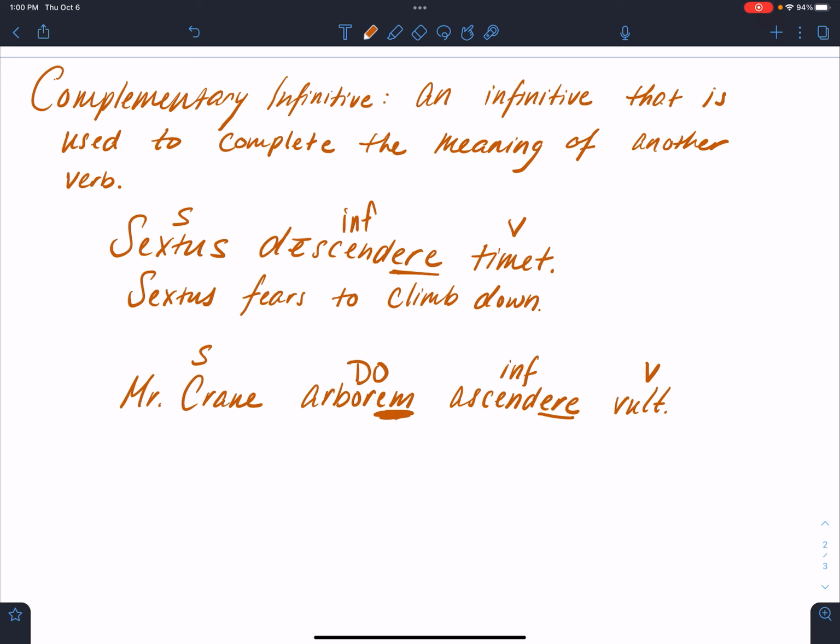Okay, so this is our complementary infinitive. Do you guys see how it works? Right? It usually completes the meaning of a verb. Let's try another one.